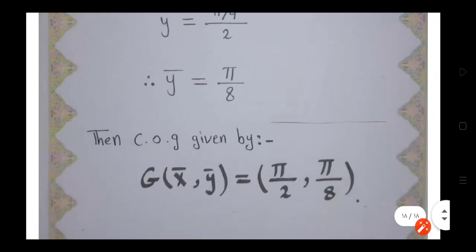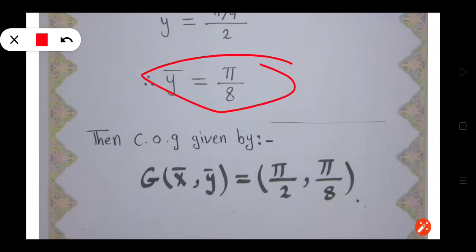Now we have x bar and y bar. x bar is equal to pi over 2 and y bar is equal to pi over 8. So the center of gravity for this area is given by x bar and y bar equal to pi over 2 and pi over 8. That's all. Thank you.